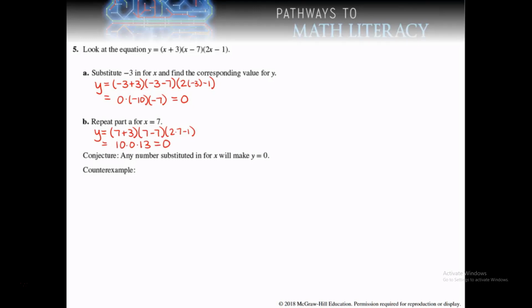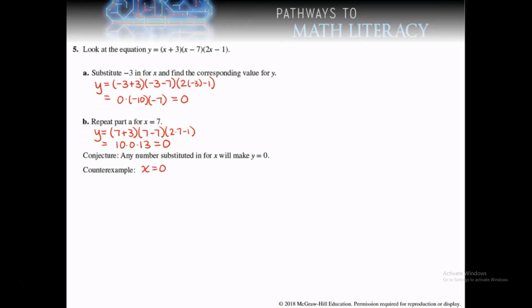So if you were to use inductive reasoning here, you might think that that pattern was going to continue and that you could plug anything in and get y equals 0. So let's find a counterexample, because that actually is not true. Well, a counterexample would be any x value that you can plug in that doesn't give you 0. So perhaps x equals 0 itself.